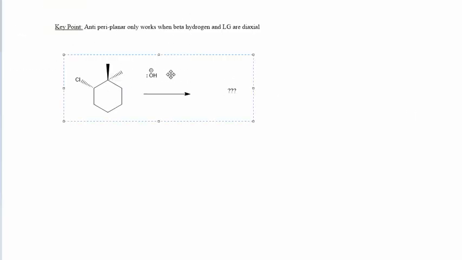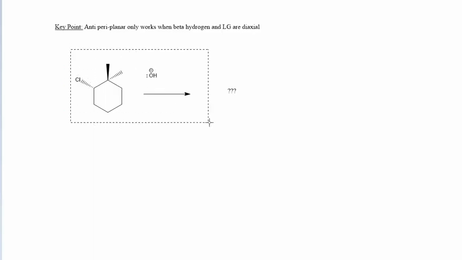Okay, so another key point is when you're doing this on a cyclohexane. The key point is that antiperiplanar only works when the beta hydrogen and the leaving group are diaxial, which means absolutely nothing to you right now, but I'm going to illustrate it through an example. So say we have this cyclohexane ring, and we have this chlorine substituent here. How do we predict what the E2 product is going to be?